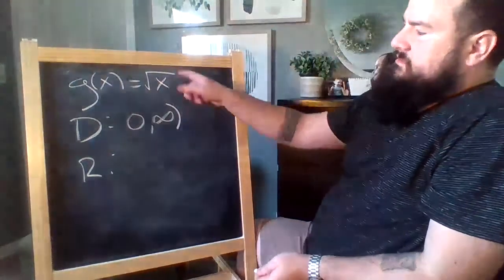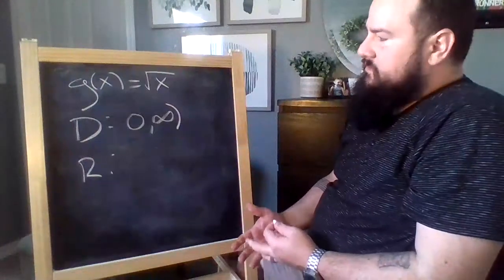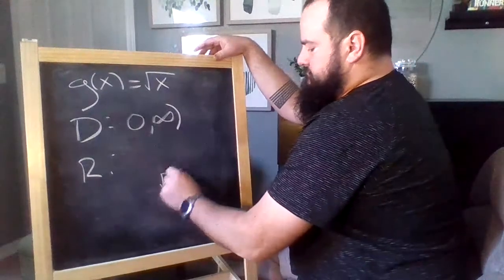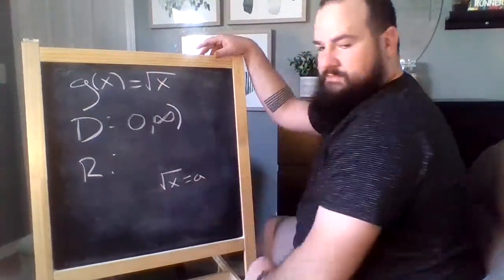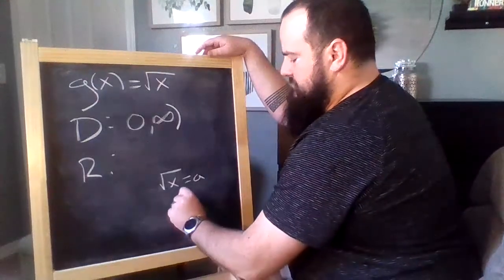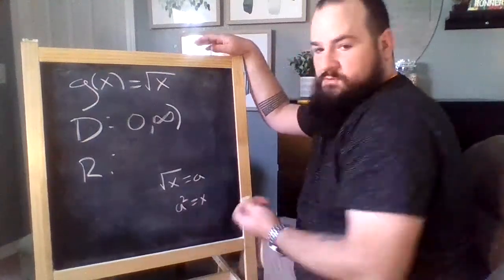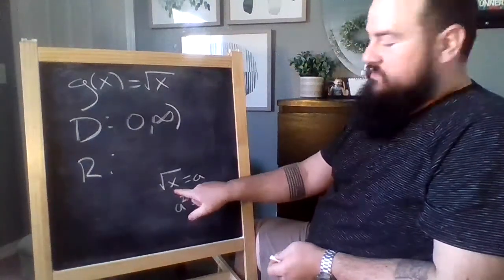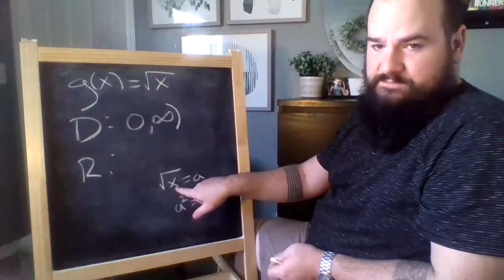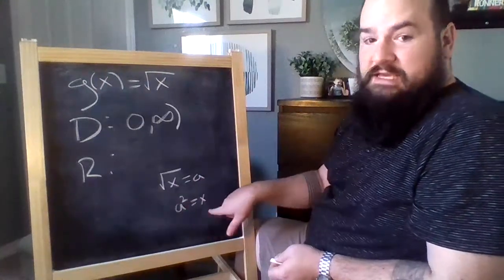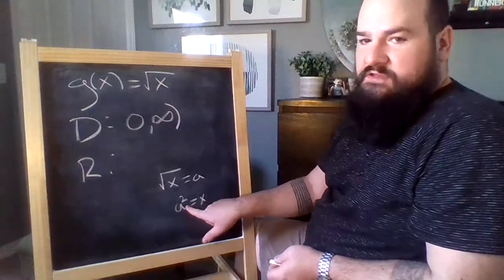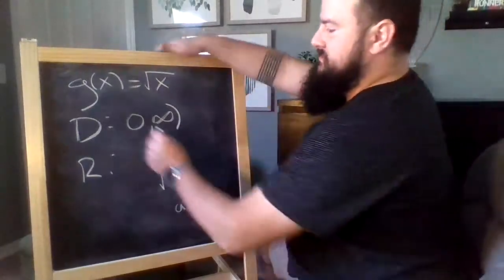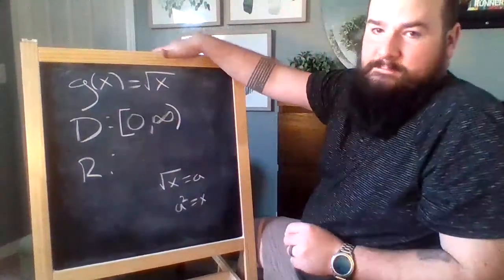So we have to ask ourselves, what does the square root do? Very simply, if the square root of x equals a, that means that a squared equals x. So what we have to ask ourselves is, is there a number that when I square it, I get back 0? What number times itself will equal 0? Well, 0. So we can take the square root of 0, which means brackets.